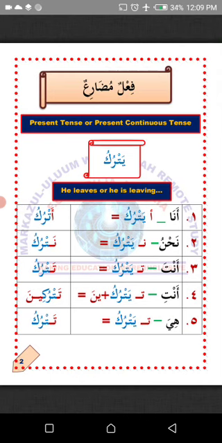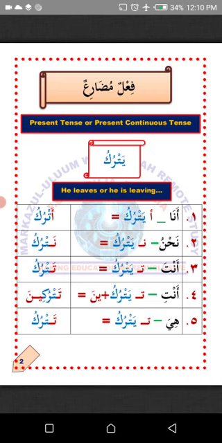The question is, how do we change the verb yatruku to suit the pronouns below? Yatruku simply means he is living or he lives. The question is, how do we now change the verb yatruku to suit the following pronouns?